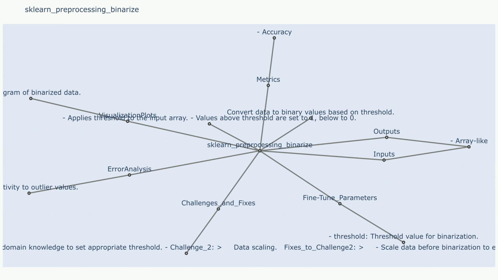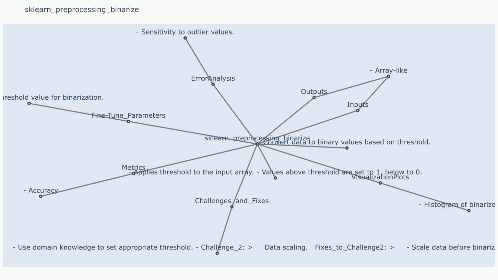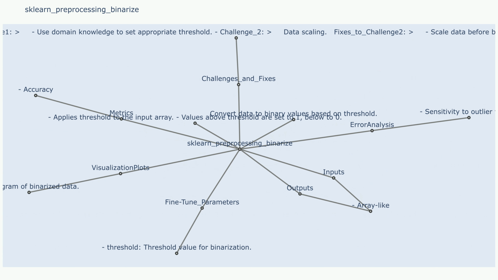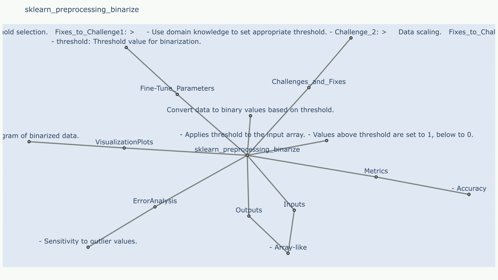Metrics: accuracy. It measures the percentage of correctly classified instances, providing a general sense of model performance in terms of how well it predicts the target variable. Precision: it indicates the proportion of correctly predicted positive instances among all instances predicted as positive, highlighting the model's ability to avoid false positives. Recall: it measures the proportion of correctly predicted positive instances among all actual positive instances, reflecting the model's ability to capture all positive cases.